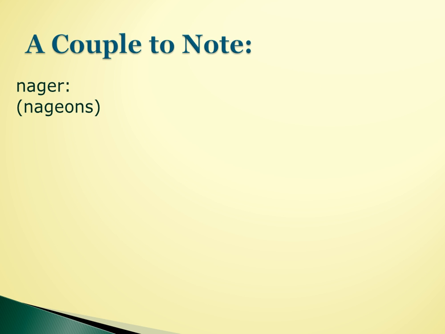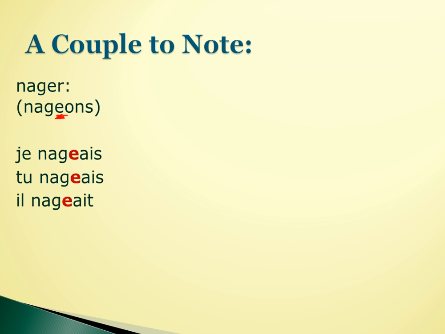Nager. Okay, this is something that we need to point out here. Remember the rule about GER verbs in the nous form in the present tense. We have to add this letter E to maintain the pronunciation. Otherwise, we'd have nagons, with this hard G sound. We want the soft G, nageons, so we put this E in here. We're going to keep that when we form the imperfect for most of the conjugations. Je nageais, tu nageais, il nageait.